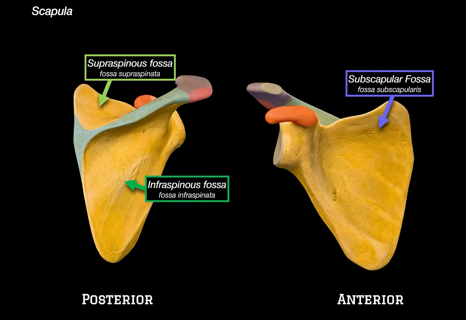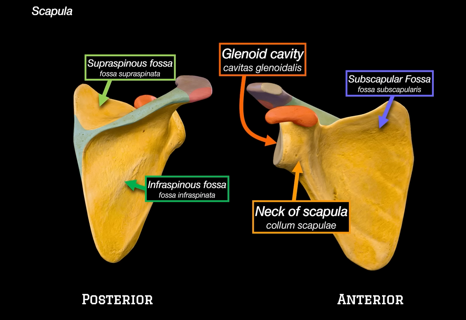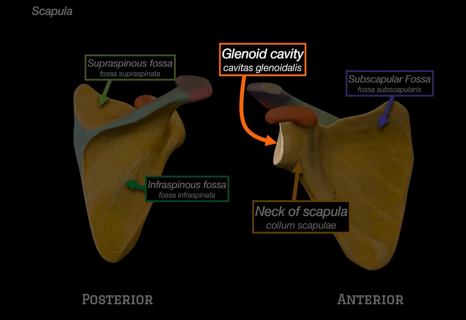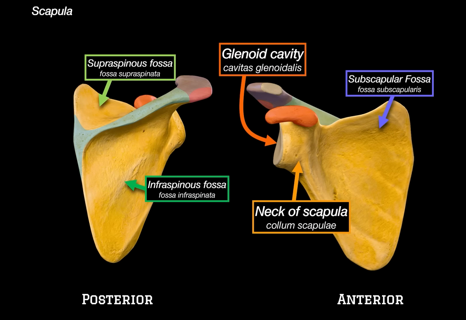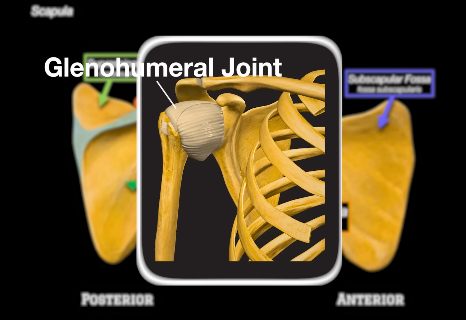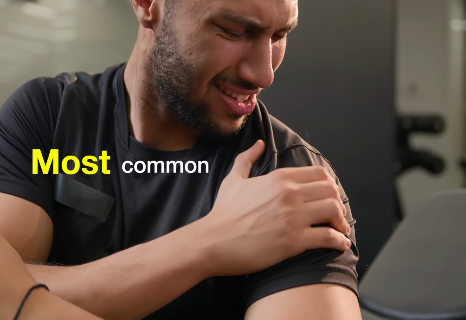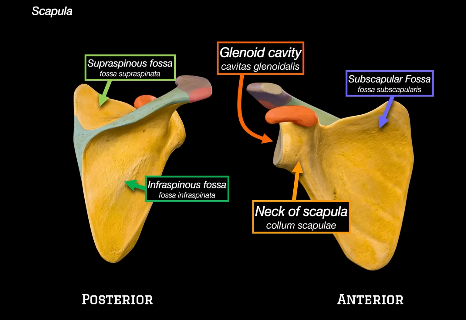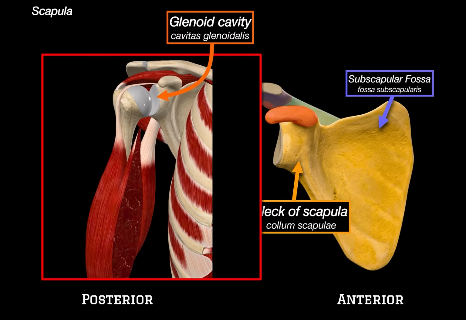Now, just medial to the glenoid cavity is the neck of the scapula. It's a narrowed region that helps support the glenoid like a stem supports a flower. The glenoid cavity itself is the pear-shaped articular surface that connects with the head of the humerus to form the glenohumeral joint. This is the shoulder joint and is the most mobile joint in the human body, and that mobility comes at the cost of stability, making it one of the most commonly dislocated joints. We will pull back here to see the glenoid cavity in context.